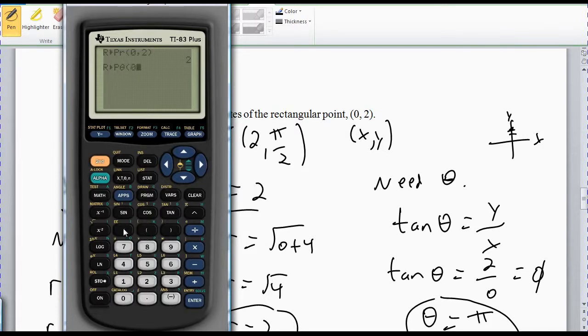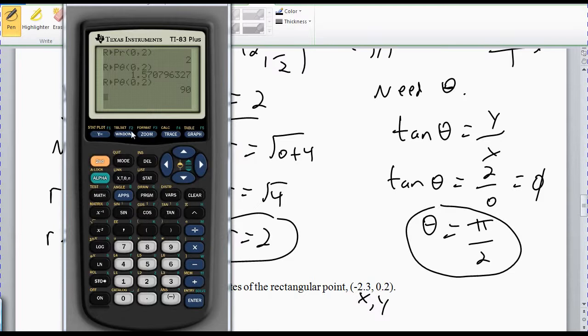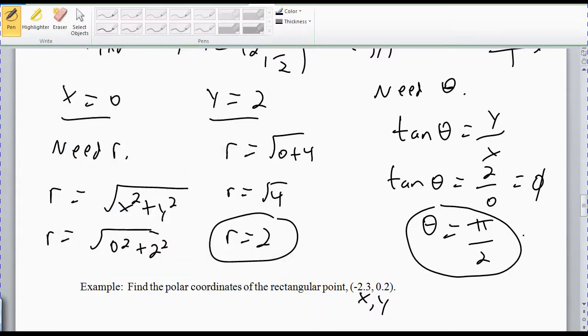But if I hit second angle, I want to find the theta, rectangular to polar. If I type in 0 comma 2, let's see what mode we're in. Still in radian mode. I get that ugly decimal. What happens if I do mode, degree, and then find it? You see I get 90 degrees. And what is 90 degrees the same as? Pi halves. So, something to keep in mind.